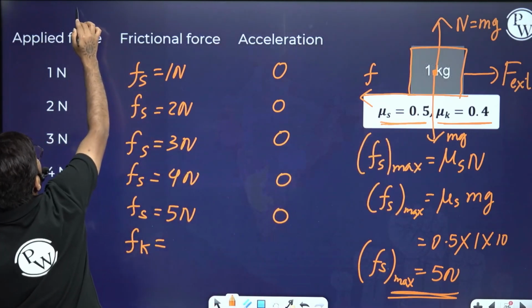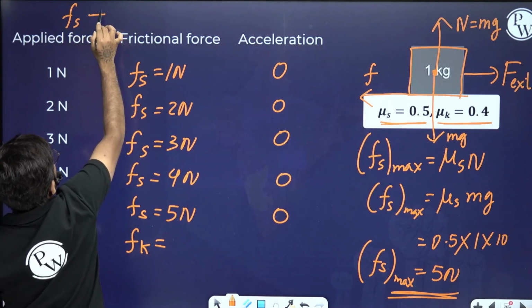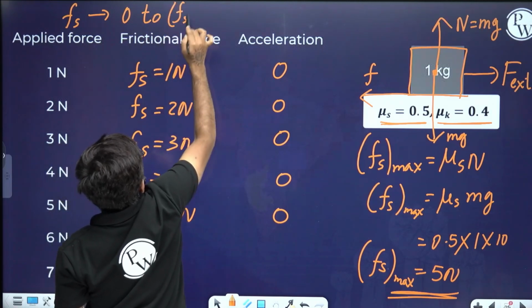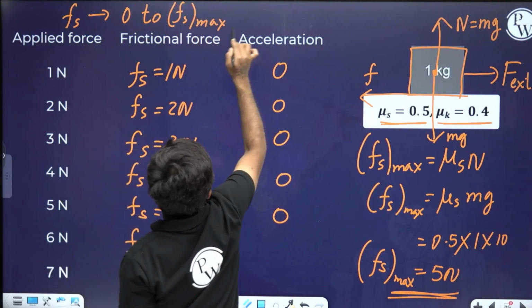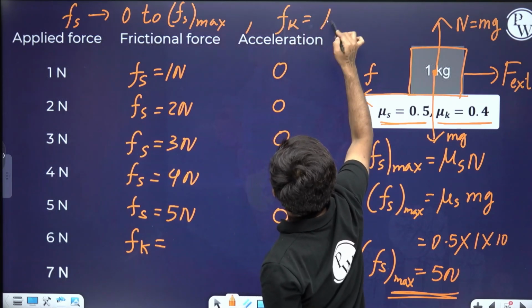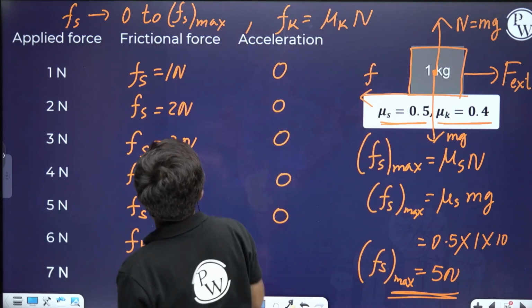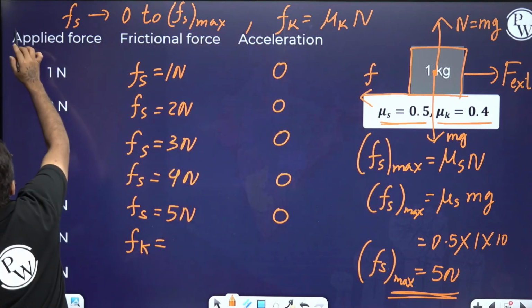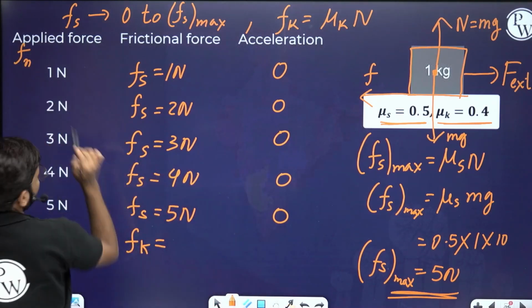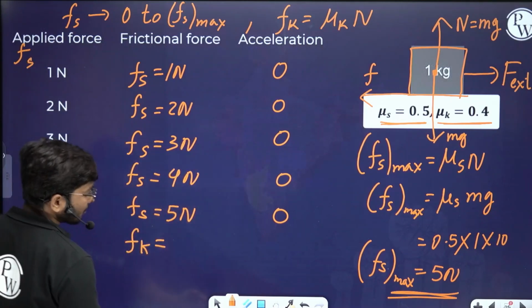See, Fs, here I am writing Fs, its range goes from 0 to Fs max, right. But Fk is just mu k into n. This Fs max is directly mu s into n, right? We have that Fs max is mu s into n.